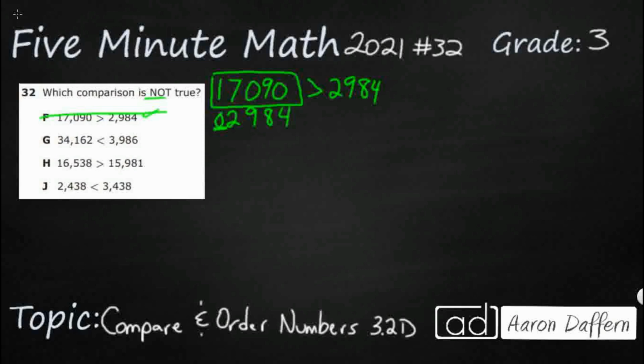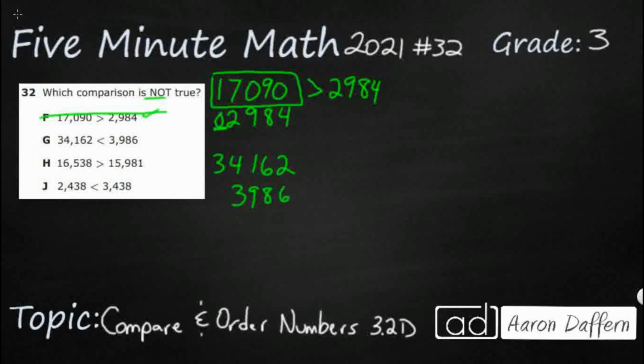So let's do the same thing with G. We've got 34,162. And look at this other one. It is not even to the same place value. 3,986. So once again, we're not going to put commas. We're going to make sure everything is lined up.